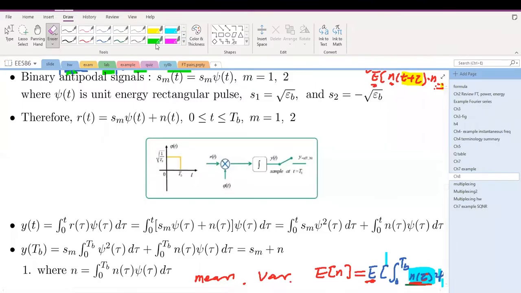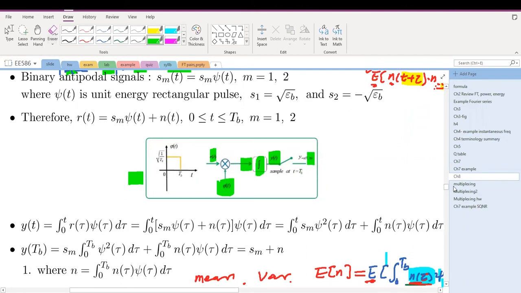Let's start this video by reviewing the correlator receiver. At the receiver, the received signal is multiplied firstly by the basis function. Then we integrate the signal. We obtain y of t, and then we sample the signal at the end of the pulse duration Tb.